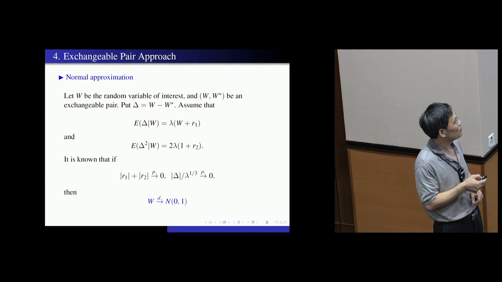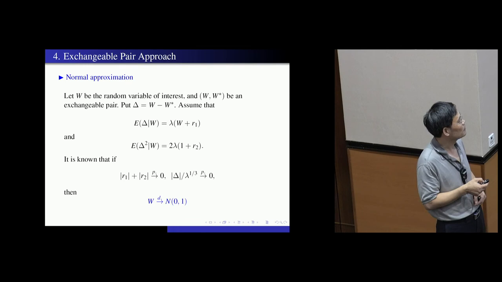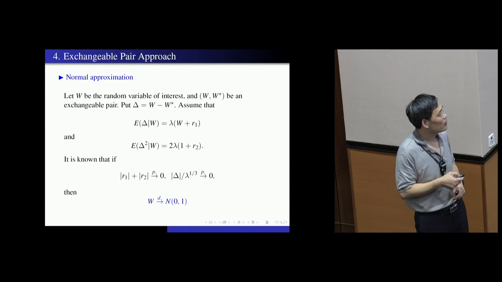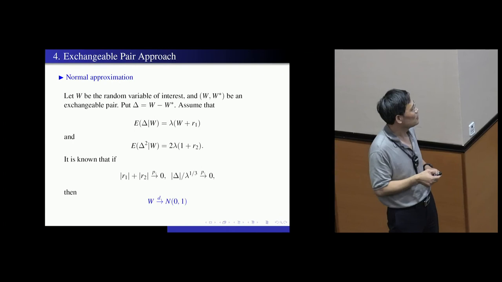And we assume that the conditional expected value of the difference given W is a linear function of W, so lambda times W plus some R1 term. And the conditional second moment is 2 lambda times 1 plus R2, so more or less like a constant, 2 lambda here. Of course, it's known that if R1 plus R2 converge to zero in probability, and also the absolute delta cubed over lambda converges to zero, then W converges to the standard normal distribution. This is a well known result.